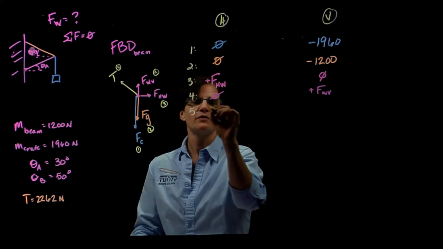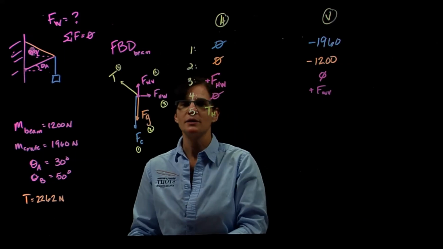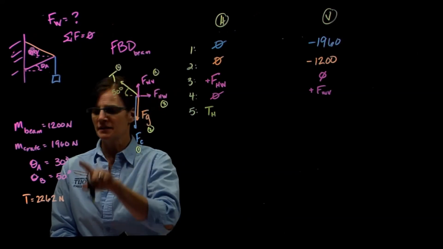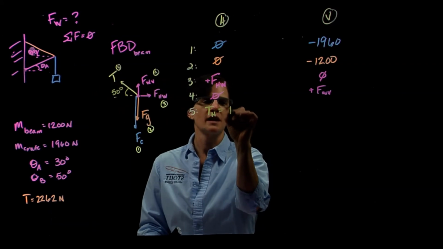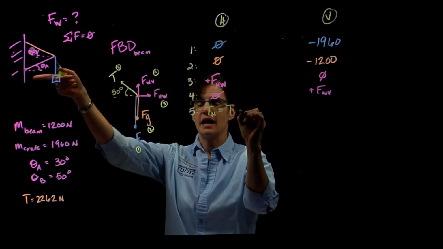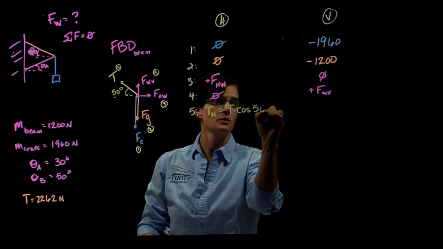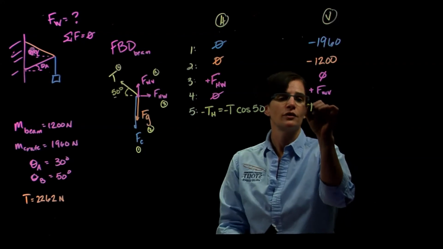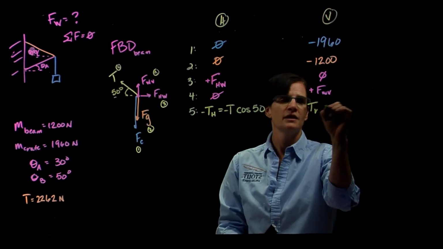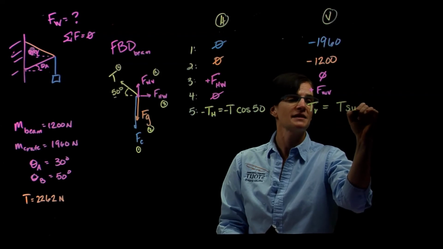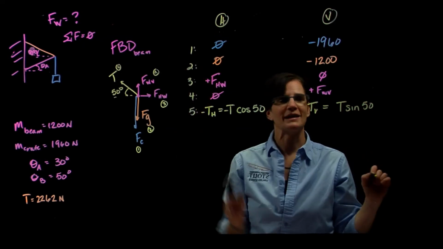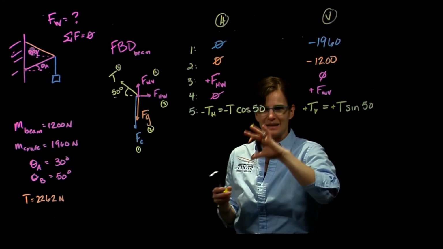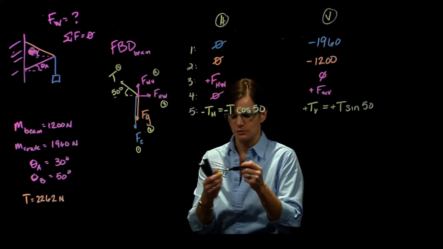And then force number 5 is the horizontal component of our tension. So we know that this angle is 50 degrees. That's given in the problem. So our horizontal is adjacent to that 50 degrees, so it's the cosine, and it's pointing in the negative direction. Our vertical component of the tension is the tension times the sine of 50 degrees, and it's pointing in the positive direction. Because I'm using that internal angle, I'm making sure to explicitly look at those directions.